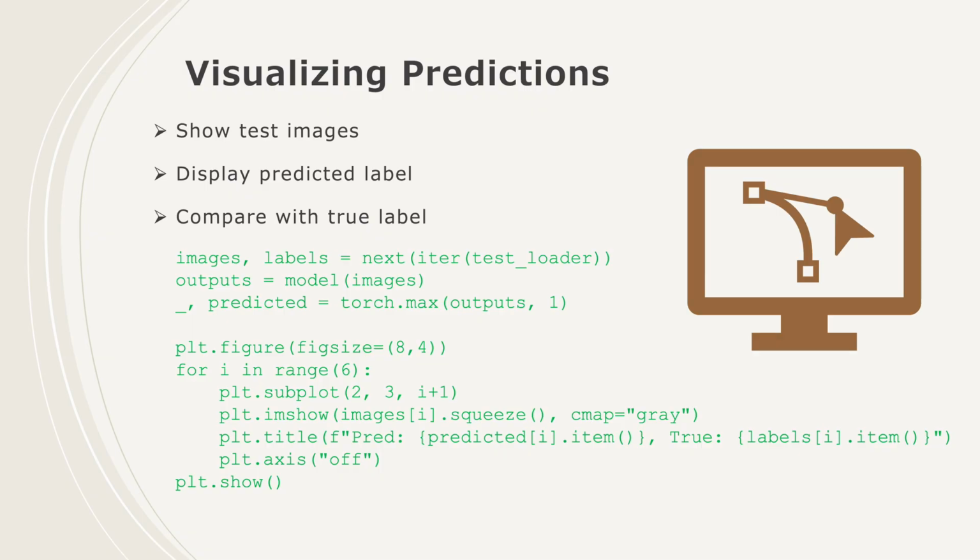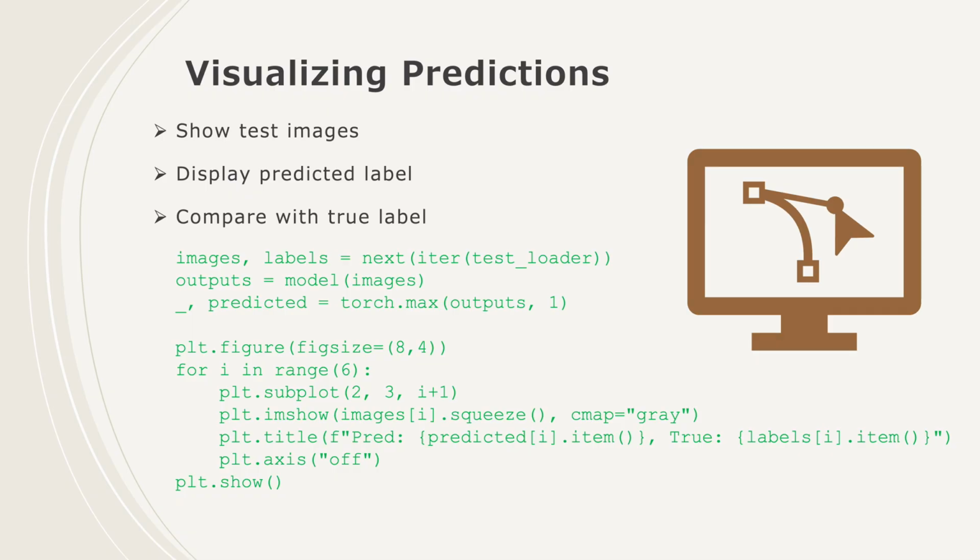Next, we pass these images into our trained model to generate predictions. The model outputs a set of scores for each possible digit, and we pick the digit with the highest score as the predicted label. You will see an underscore used in the code when calling torch.max. The underscore means we are intentionally ignoring the first value returned, which is the score itself. We only need the second value, which tells us the index of the highest score. That index corresponds to the predicted digit.